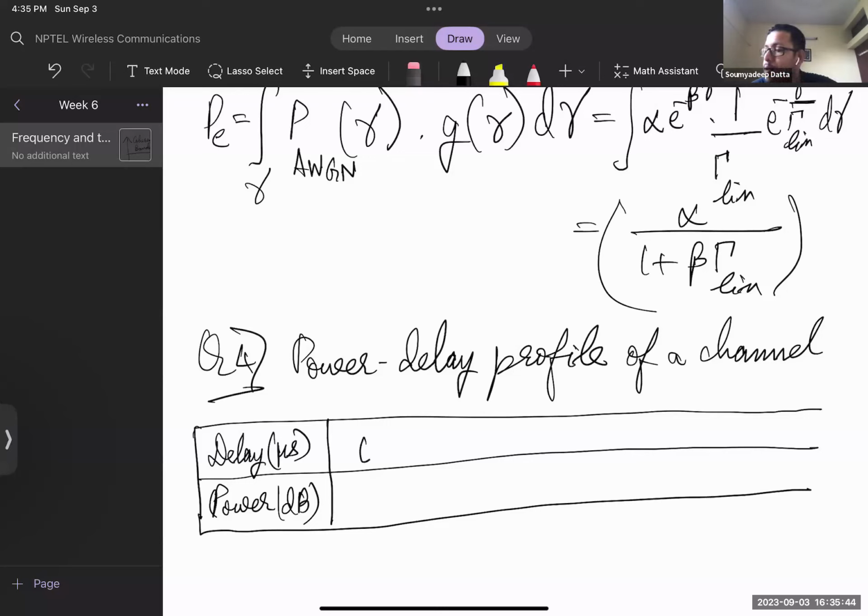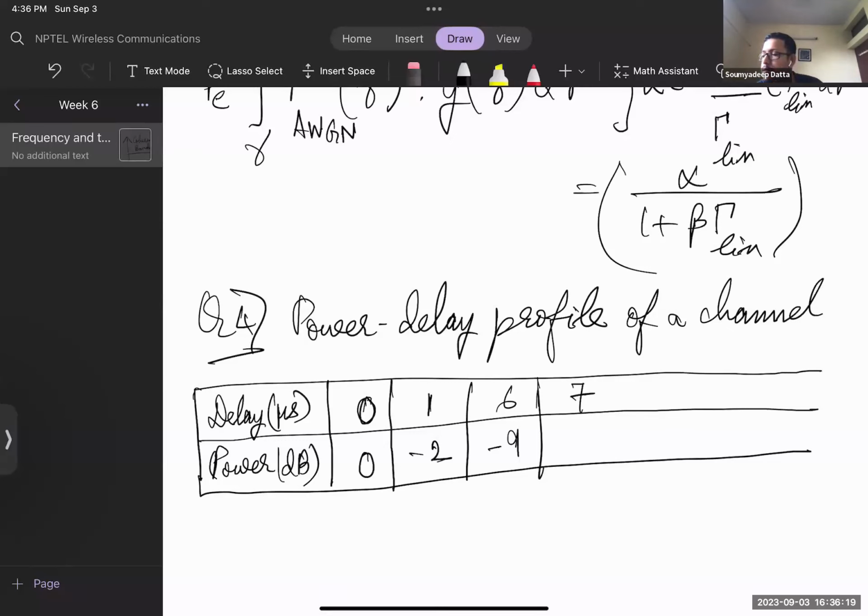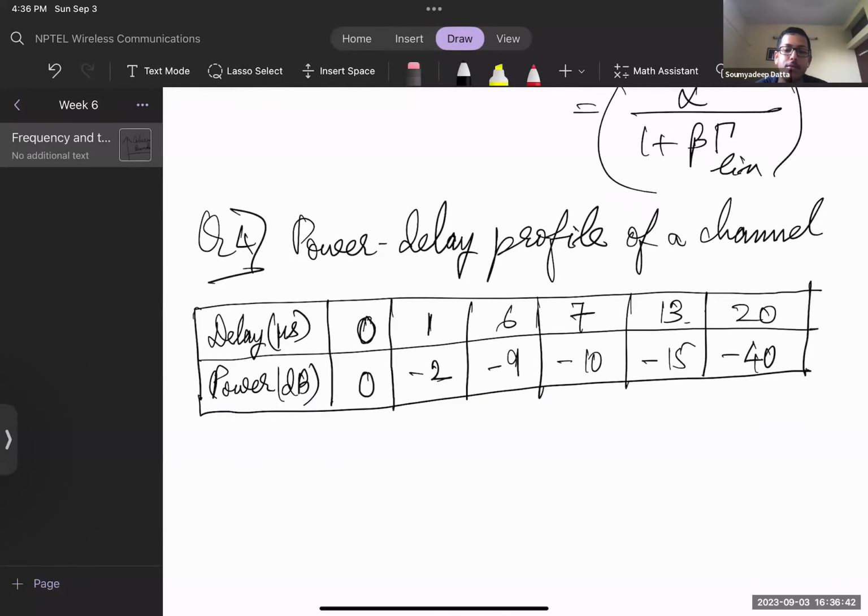So we'll typically have a reference path at zero delay, and the power also you take as reference value 0. And then you have various other paths, like 1, minus 2, 6, minus 9, 7. Typically, longer delays mean the path is longer, and so the power will also typically be less. And some very long path. So you are provided some kind of power delay profile. I've made up the numbers, so whatever answers we have to calculate, we will see.